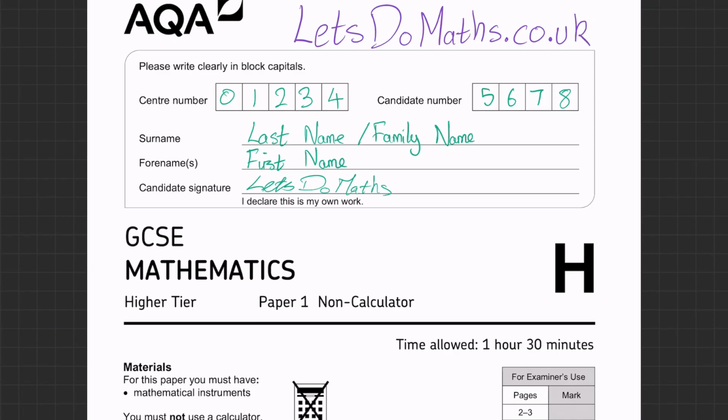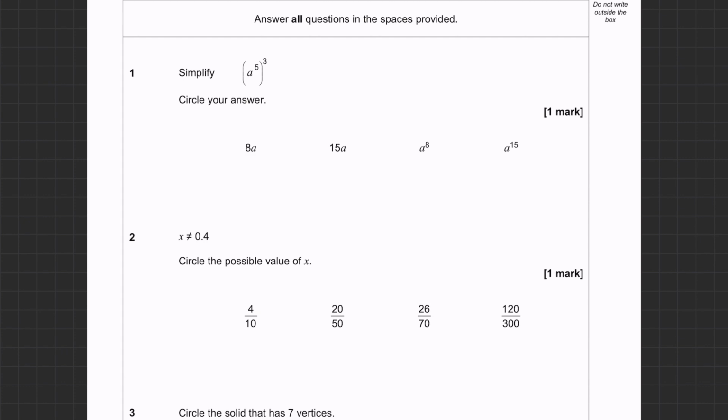Let's go through this AQA GCSE Maths Higher Tier Paper 1. Our first question: multiply a to the 5, all to the power of 3. Well, if it's a power all to the power of another power, you multiply those powers. So it'll be a to the 5 times 3, which is a to the 15, which is this one.